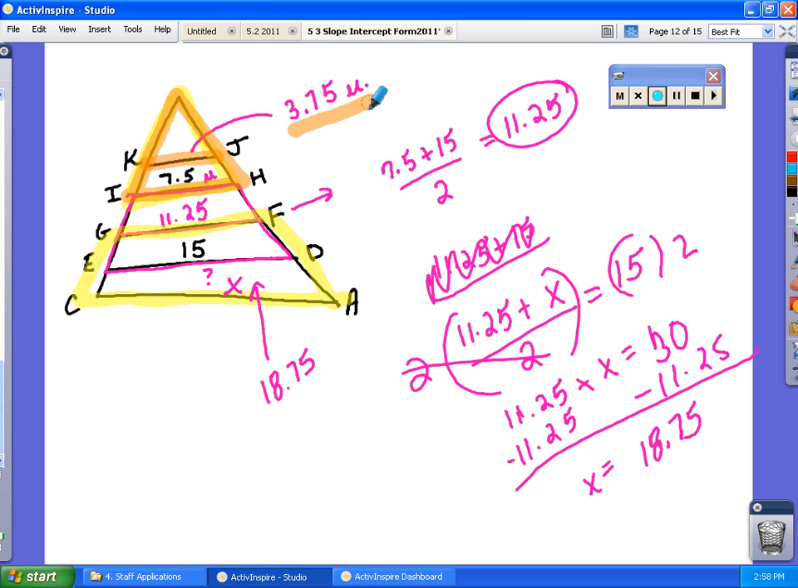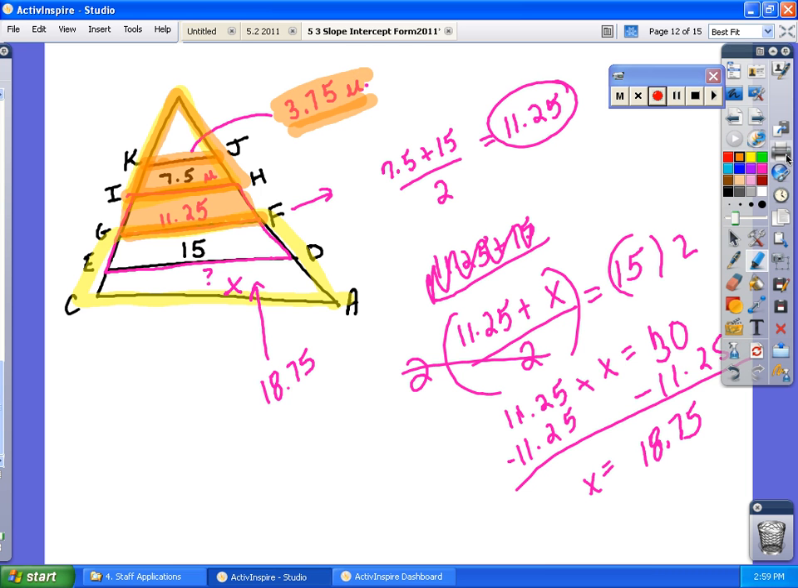Then this line GF isn't part of a triangle that has a mid-segment. So I had to use the fact that it was part of a trapezoid. And since I knew KJ and I knew IH, I could have found the missing point that way. But then I noticed that they gave me ED. So that's actually probably a better trapezoid to use.